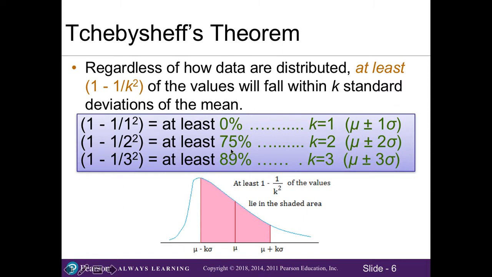But we can use Tchebysheff's theorem to estimate the percentage of data values within 2 or 3 standard deviations of the mean. Note that it says at least because it could be greater than, depending on how the curve actually looks, but this is a conservative estimate of at least 75 or 89%. So that's all Tchebysheff's theorem is. It just allows us to estimate where our values might fall when our curve is not bell-shaped.